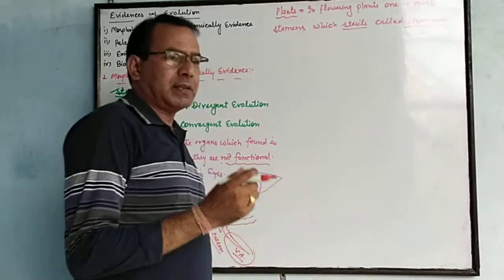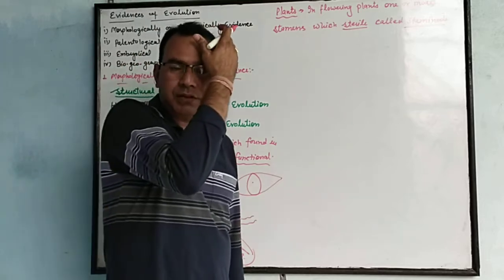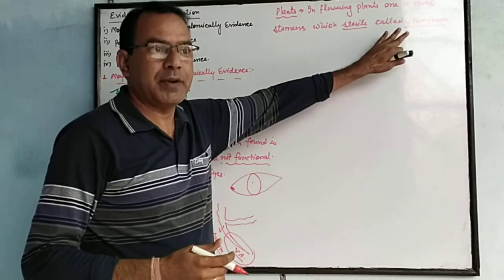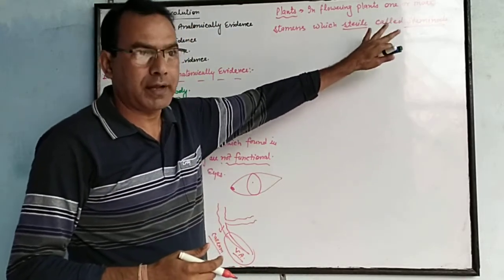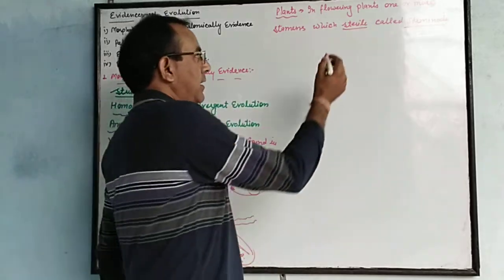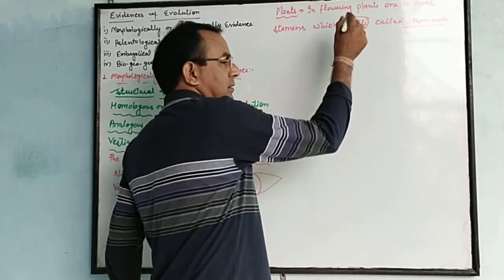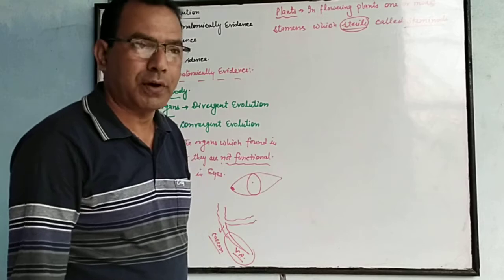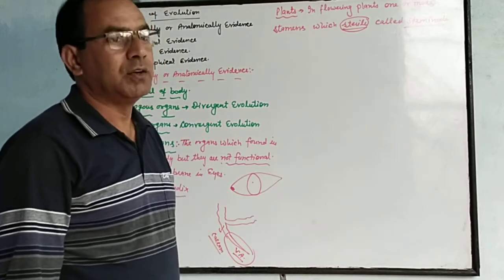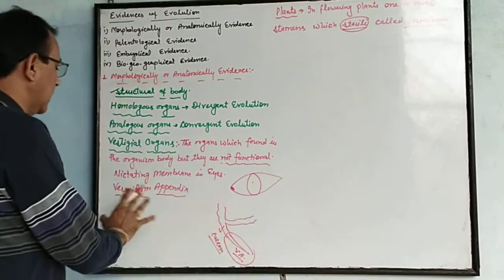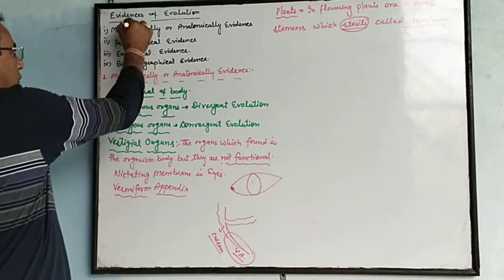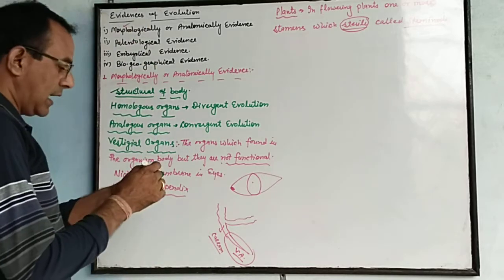In flowering plants, some stamens which are non-functional are called staminodes. Staminode stamens are infertile, sterile. And why are they present? It means some time ago they were functional. They have a common ancestor which was functional. Clear? This is the first one, morphological and anatomical evidences.